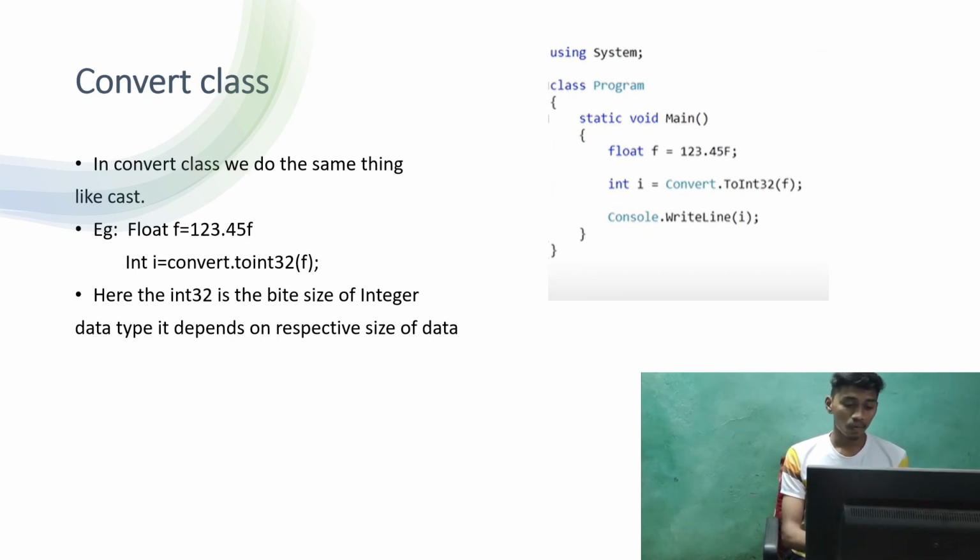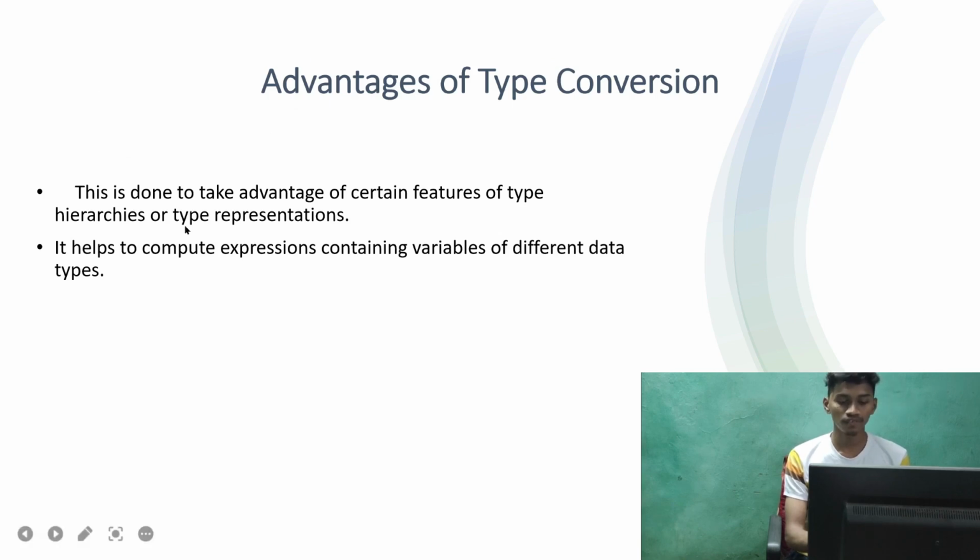The advantages of data type conversions are that this is done to take advantage of certain features of type hierarchies or type representations. It helps to compute expressions containing variables of different data types.